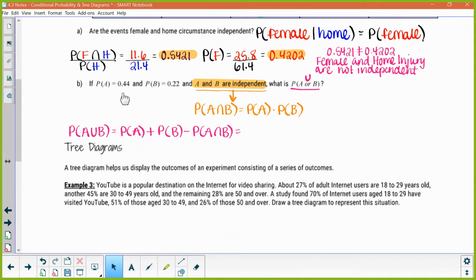So I'm going to take what I know, 0.44 and 0.22, and plug it into this equation. I'm going to get 0.44 plus 0.22 minus, using this formula, A times B, 0.44 times 0.22. All I did was take this piece of the formula and plug it in for my AND statement, which is going to equal 0.5632.